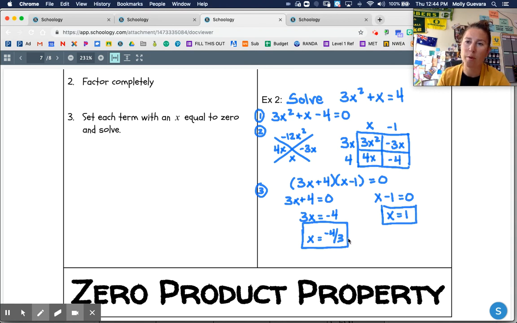Okay, and remember that factoring is just one way that we can solve. We can also use the quadratic formula, which we will continue to talk about, or completing the square, which we'll learn about in the next couple of videos. So lots of methods. This is just one of those methods.